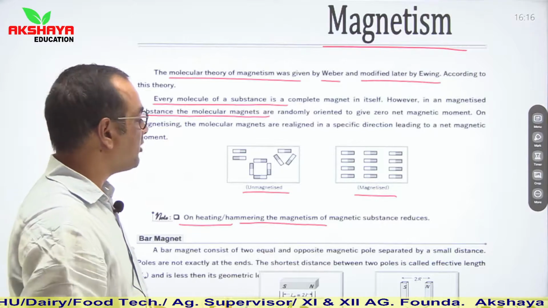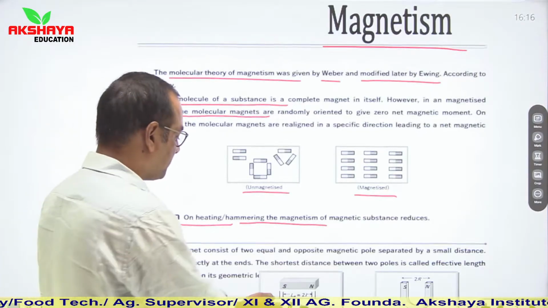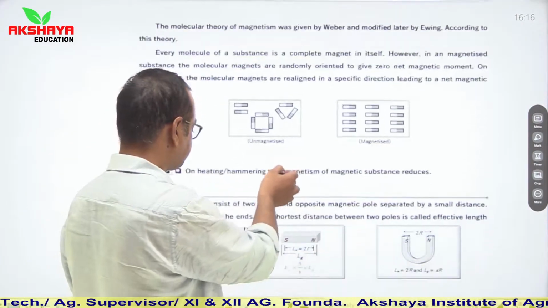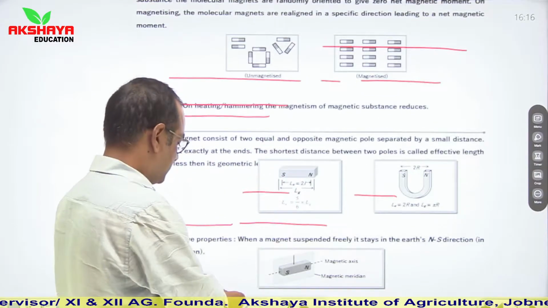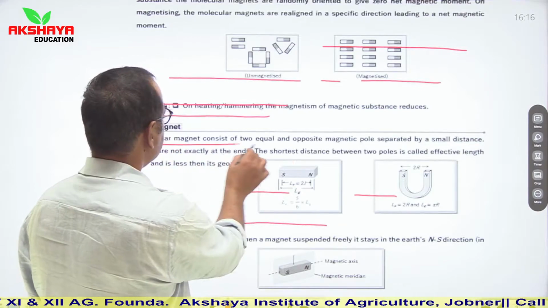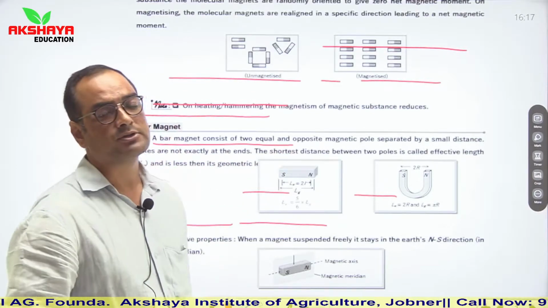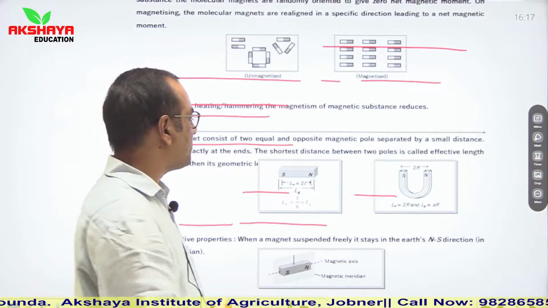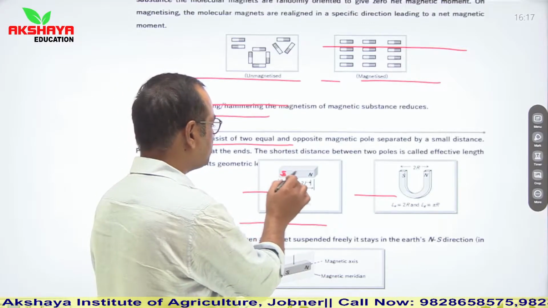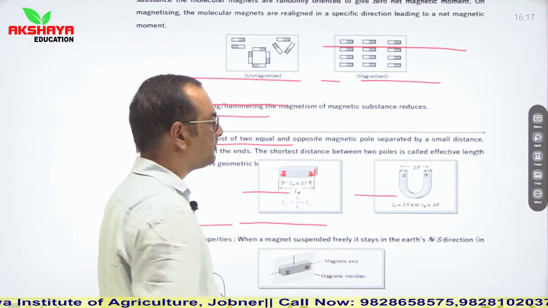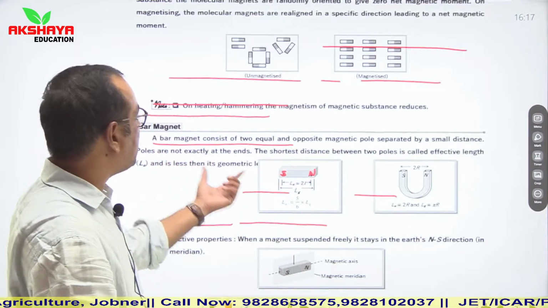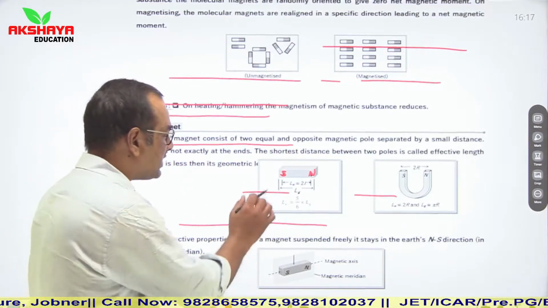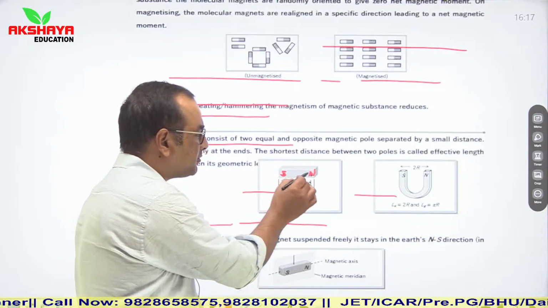Now if we talk about a bar magnet, a bar magnet consists of two equal and opposite magnetic poles. So in a bar magnet, we generally talk about two poles, one is the south pole and another one is the north pole, which are separated by a small distance. Poles are not exactly at the ends. These poles are situated quite inside from the ends.